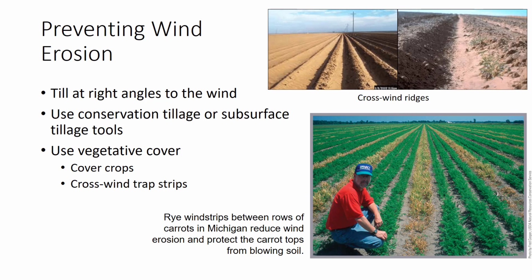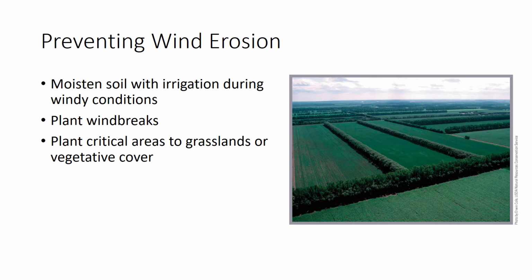Keep soil covered with vegetation as much as possible. Cover crops act as living mulches to hold soil in place and can reduce damage to plants by blowing sand, as in the crosswind trap strips in the bottom photo. Cover crops may also be used to protect soil over winter. Moistening soil with irrigation during windy conditions will temporarily hold soil particles in place.